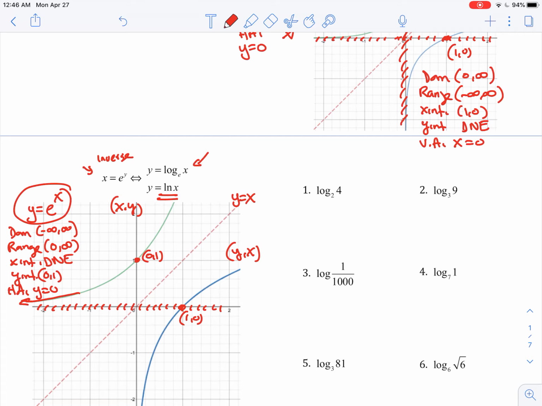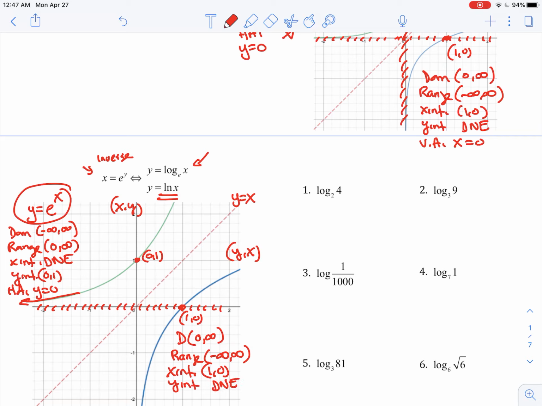And if we look back at this blue graph, our log graph, similar to what we just looked at with a general base, we know that our domain has to be something greater than 0. You cannot take logs of anything negative or 0. It always has to be of positive quantity, something greater than 0. Your range is negative infinity to infinity. You'll get everything out. You have that x-intercept at 1.